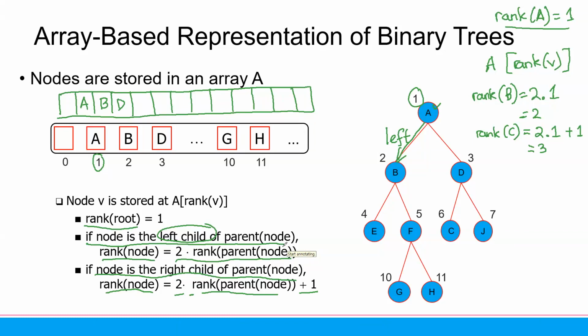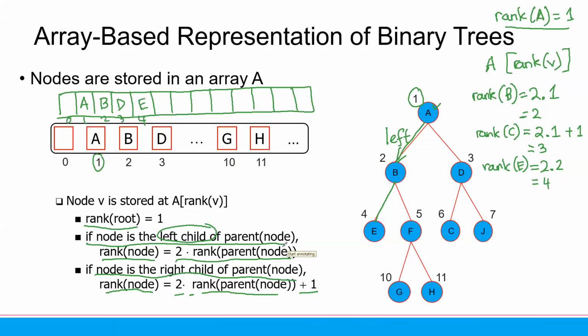Okay, let's do one or two more examples. I have E. What is the rank of E? We have to multiply by the rank of the parent node. So it means the rank of B. The rank of B is 2. Then it will be 4. So I will put it in index 4. So this is 0, 1, 2, 3, 4. So in index 4, it is E.